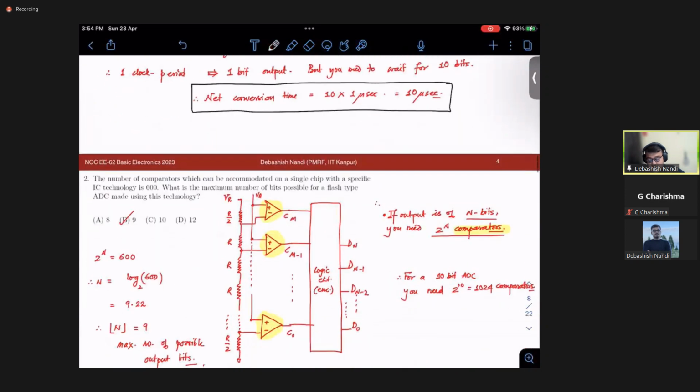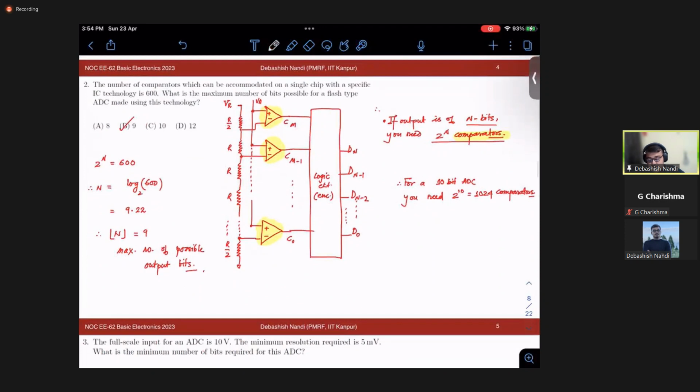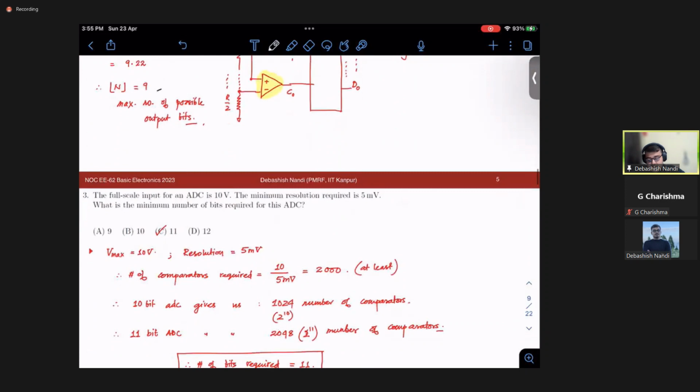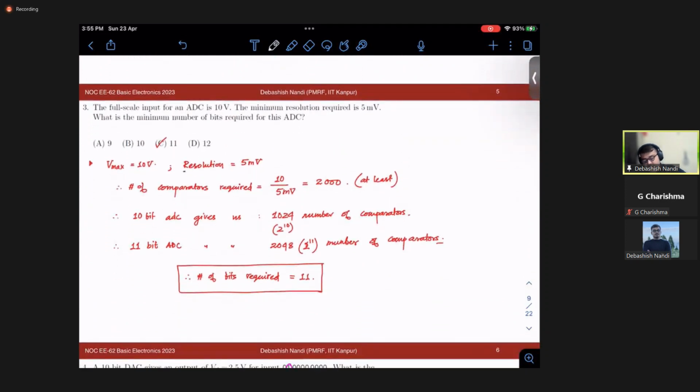Next, we discussed how many comparators are required for a flash ADC. This is the most important point: for an n-bit ADC, we need 2 to the power n comparators. Then you simply compute how many comparators are required, and what number of bits is required for a given number of comparators. Then again we discussed what resolution is, how you can get the number of comparators, and also the number of bits required once you know the number of comparators.